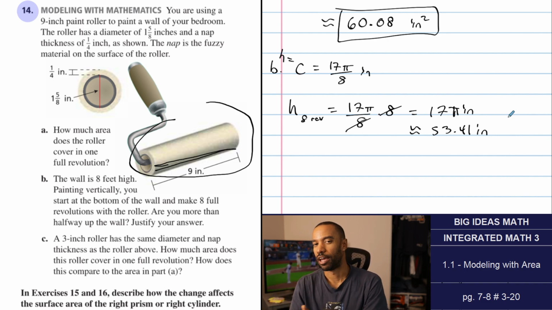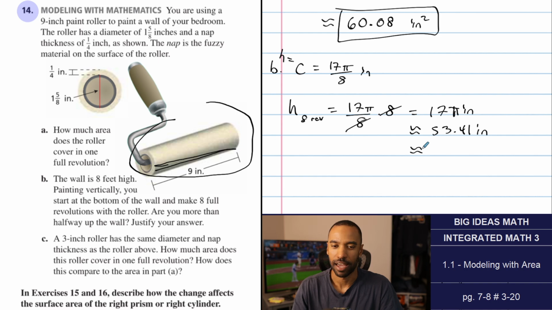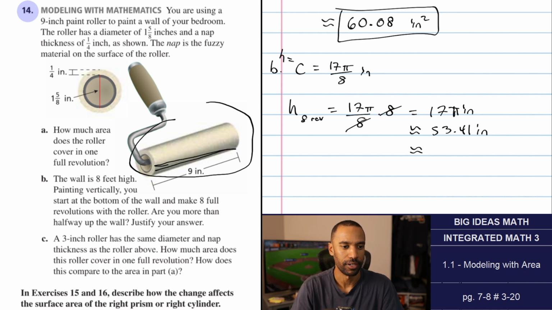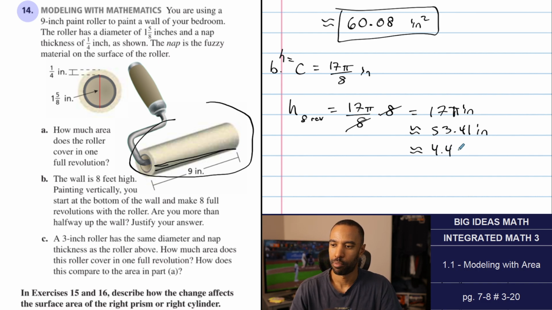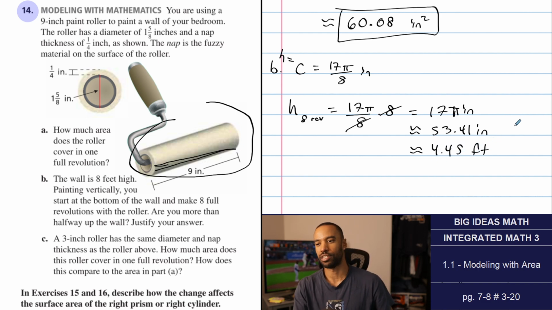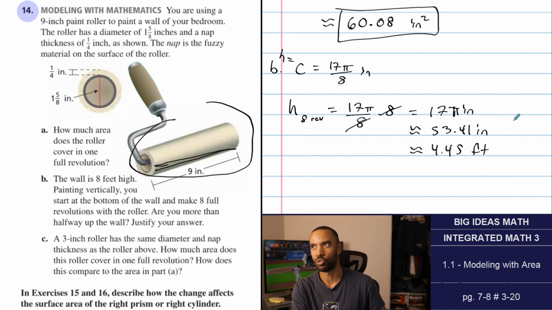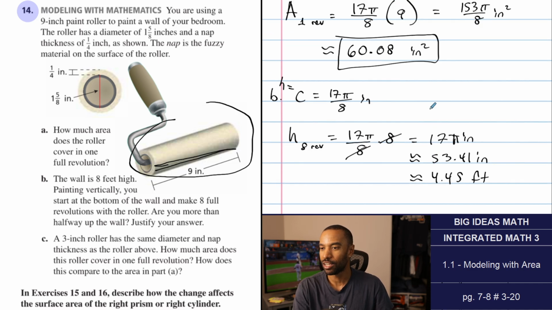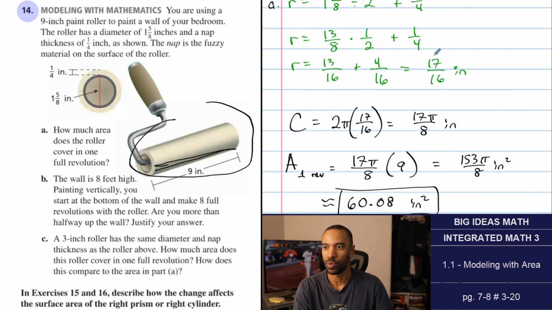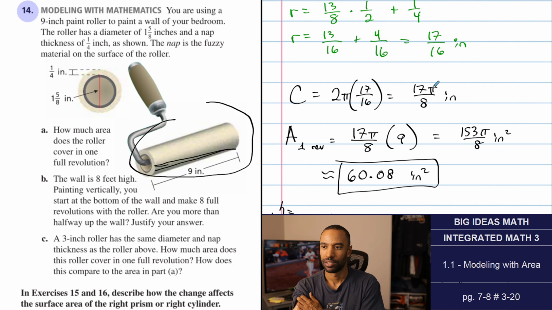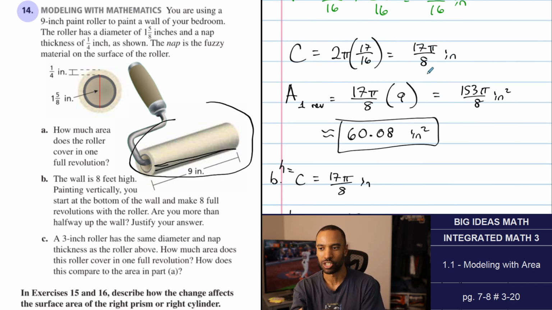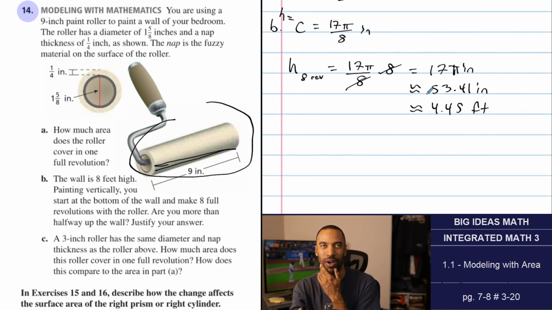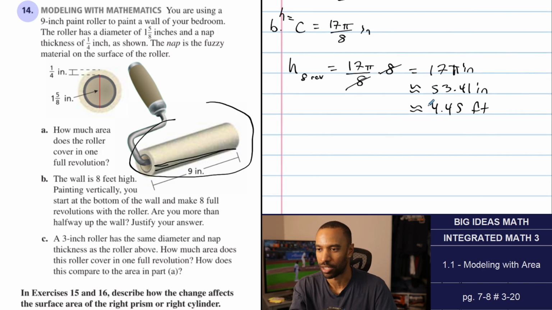In feet, you would divide it by 12. So divided by 12, I'm doing this all on the calculator, by the way. That's around 4.45 feet. Now, they asked if after doing this 8 revolutions, if you're more than halfway up the wall. The answer is yes. Now, I technically could have probably answered that earlier because we knew, oh, wait. I don't know how much 17 pi over 8 inches was. But if that's more than a foot, and if you do 8 revolutions, well, I should stop talking.